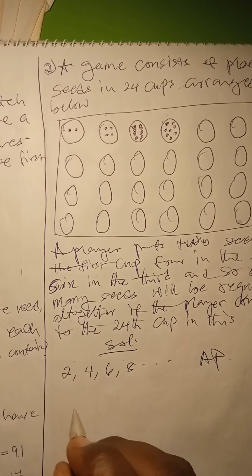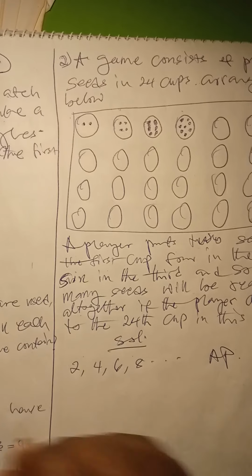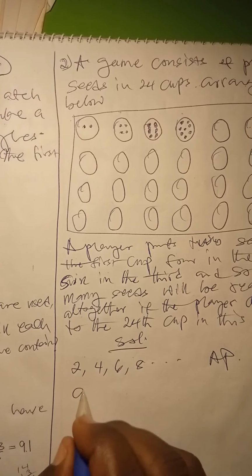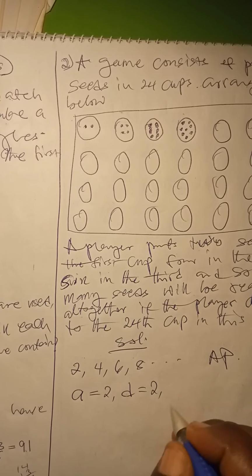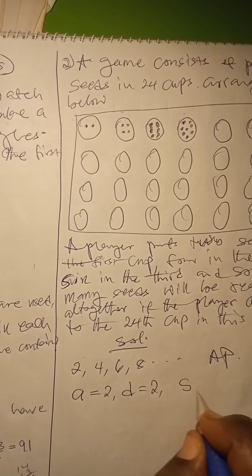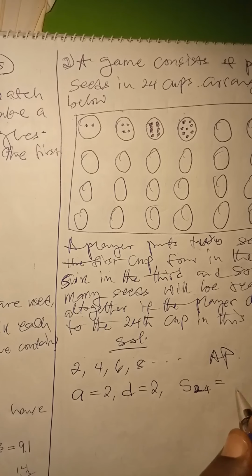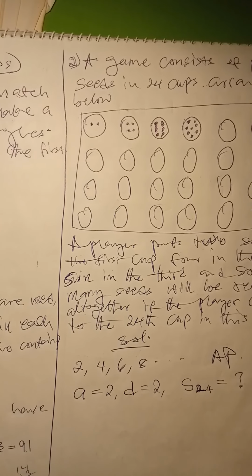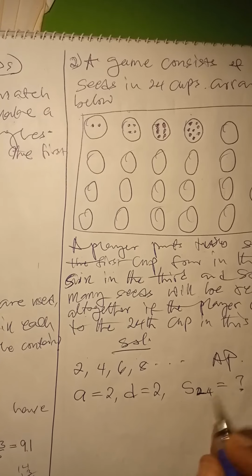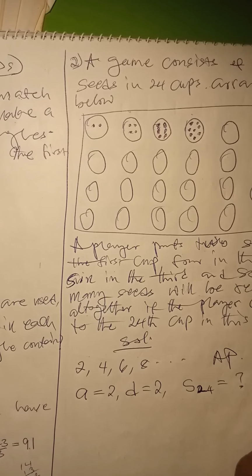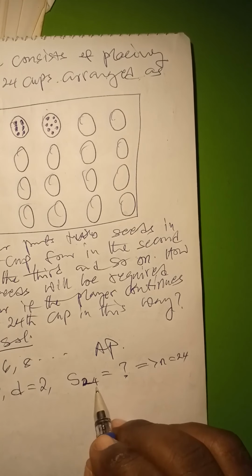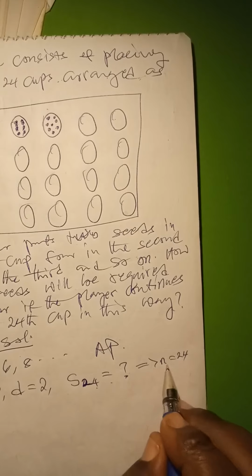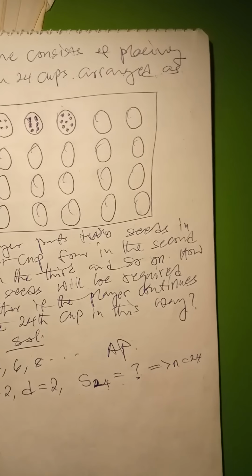So the first thing is to write my formula, or let me get my data first. A is equal to 2. Common difference d is equal to 2. And then I'm looking for the sum of 24 terms. S24 is equal to what? Question mark. That's what I'm finding. But this implies that n is equal to 24.